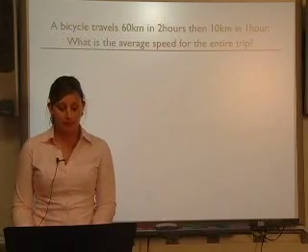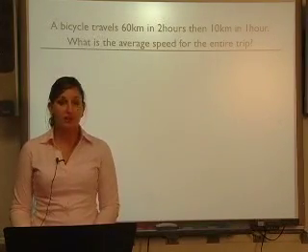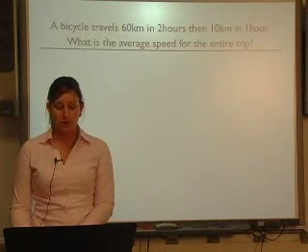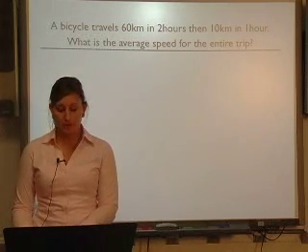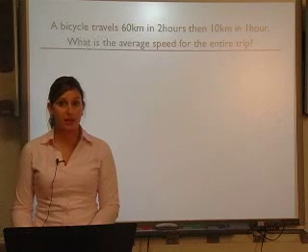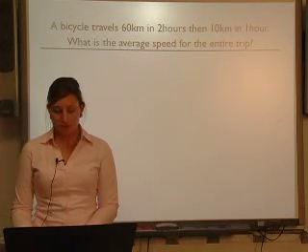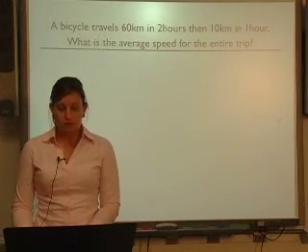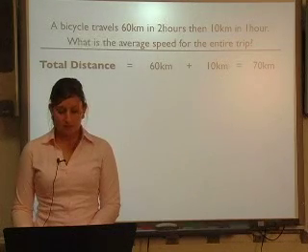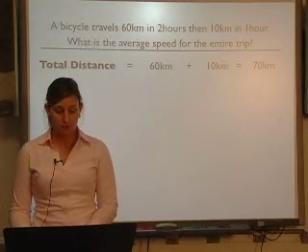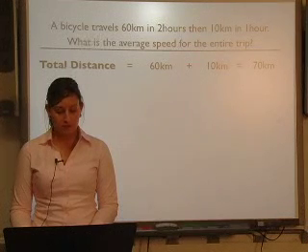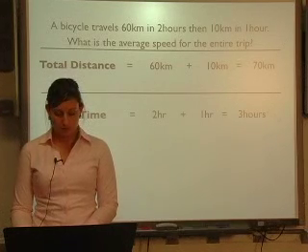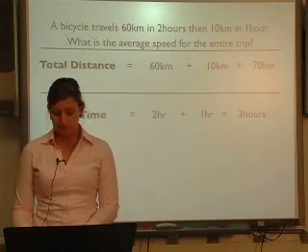Let's look at the following example and work through it together to calculate average speed. A bicycle travels 60 kilometers in 2 hours, then 10 kilometers for 1 hour. What is the average speed for the entire trip? To solve for average speed, you need to know the total distance and the total time. The total distance is 60 kilometers plus 10 kilometers, which equals 70 kilometers. Total time is 2 hours plus 1 hour, which equals 3 hours.